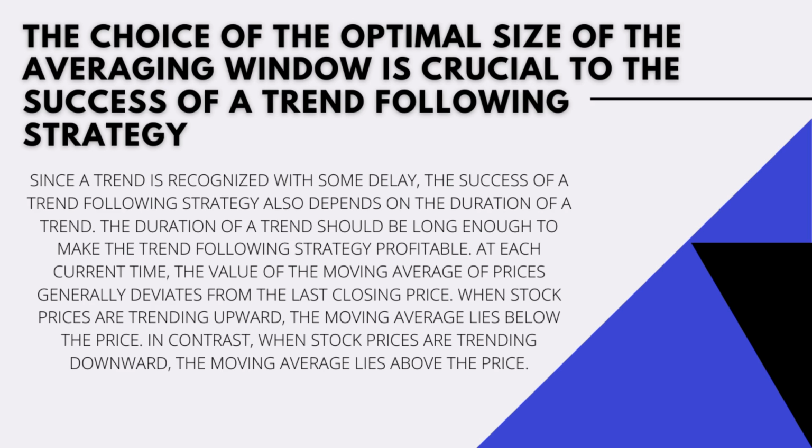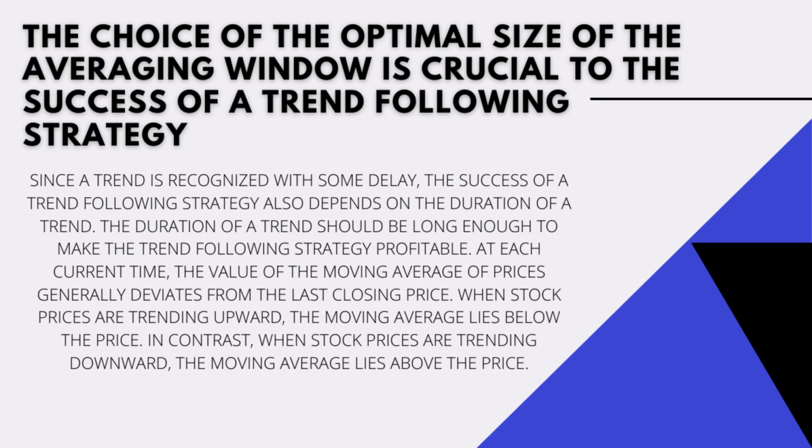It is worth emphasizing that since a trend is recognized with some delay, the success of a trend-following strategy also depends on the duration of a trend. That is, the duration of a trend should be long enough to make the trend-following strategy profitable. At each current time, the value of the moving average of prices generally differs from the last closing price. When stock prices are trending upward, the moving average lies below the price. In contrast, when stock prices are trending downward, the moving average lies above the price.